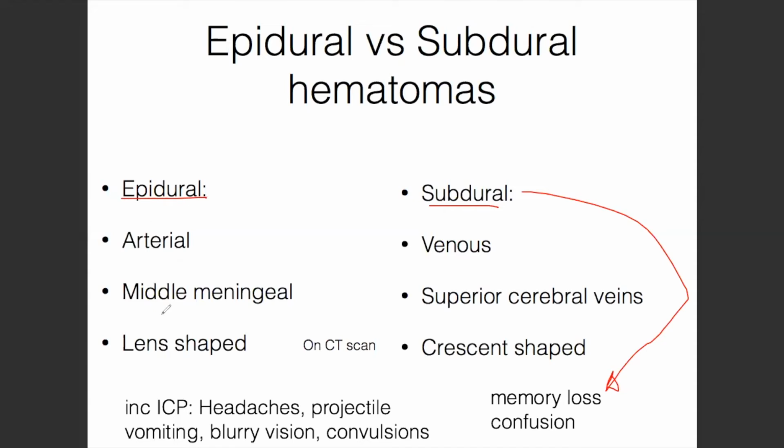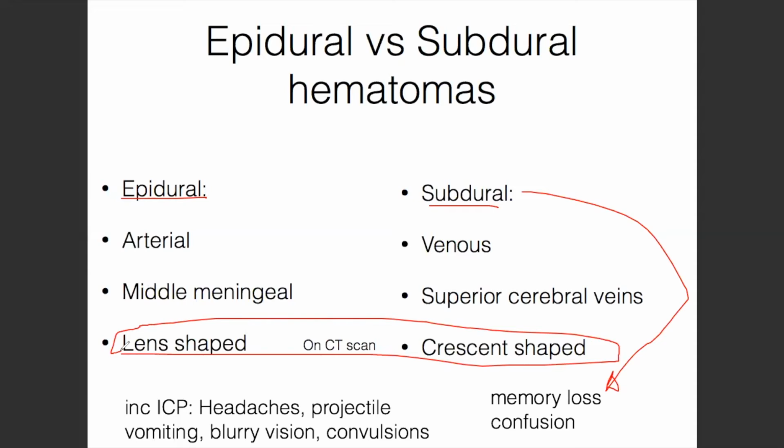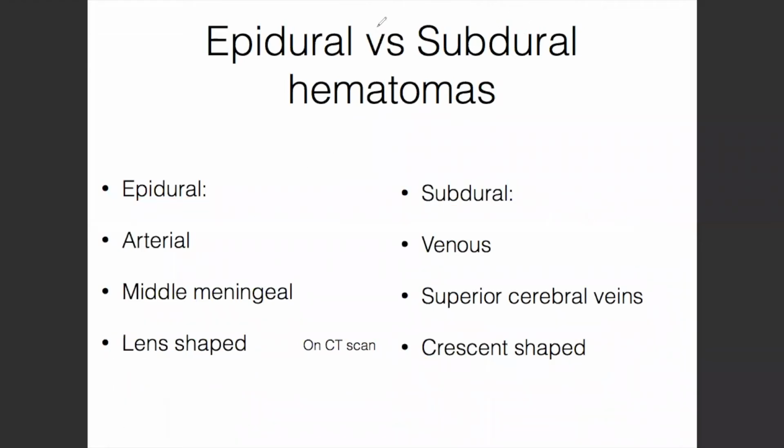Usually they give it away by mentioning the shape of it. They say it's crescent-shaped or lens-shaped, or concave or convex on the CT scan. Most of the time, the questions are not difficult at all.